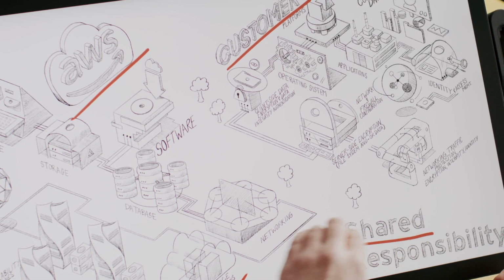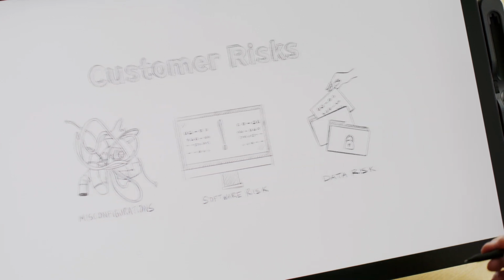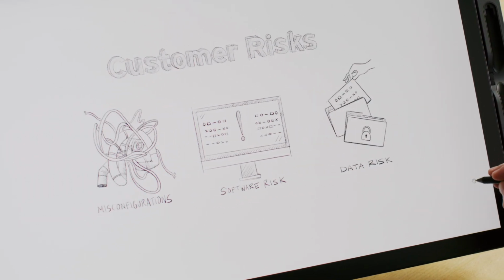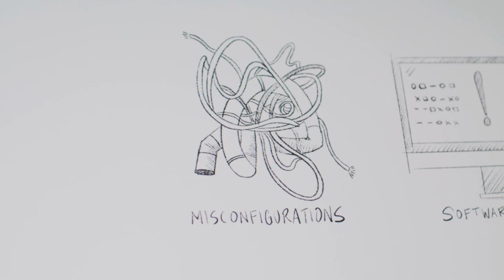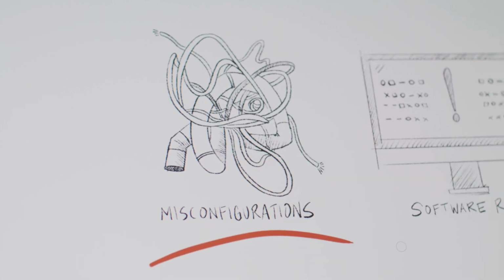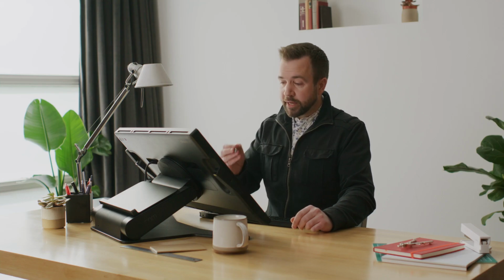And here's where things get interesting. We've identified 3 broad categories of risk that you need to manage. The first is misconfigurations. Not uncommon, misconfigurations happen over time as a company's needs and team grow. We'll look at an example of this in a later episode.